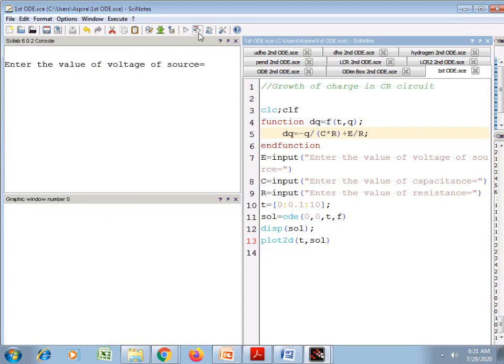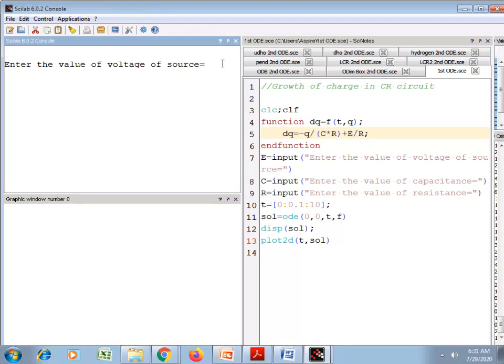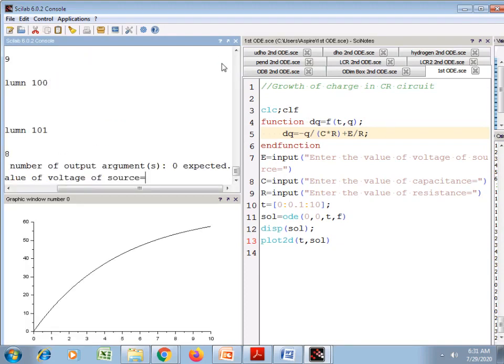So I will save and execute. It will first ask me to enter the value of the voltage source, suppose I take 30. The value of the capacitor, if I take 2.2 microfarad, and the value of resistance, suppose I take 2.2 megaohm. So this is the graph which gives the growth of charge on the capacitor.